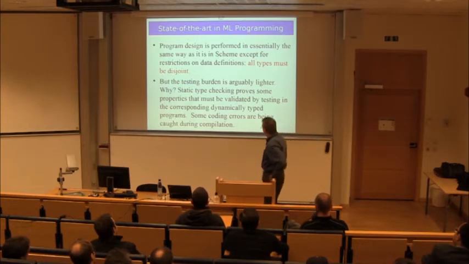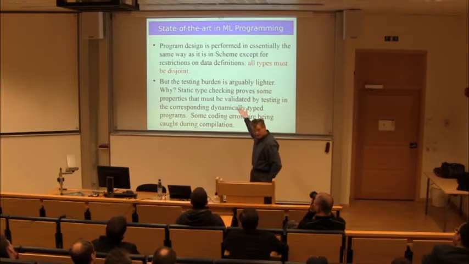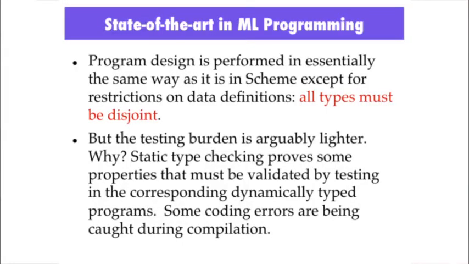So at any rate, the testing burden is arguably lighter. There's a trade-off here. You have to be more careful and follow more rules in building your data definitions. But then, some of the testing burden has been taken over by static type checking, right? Because if you've done things in a dynamically typed system, all these things that are being proved as theorems by the type checker now have to be confirmed via testing.